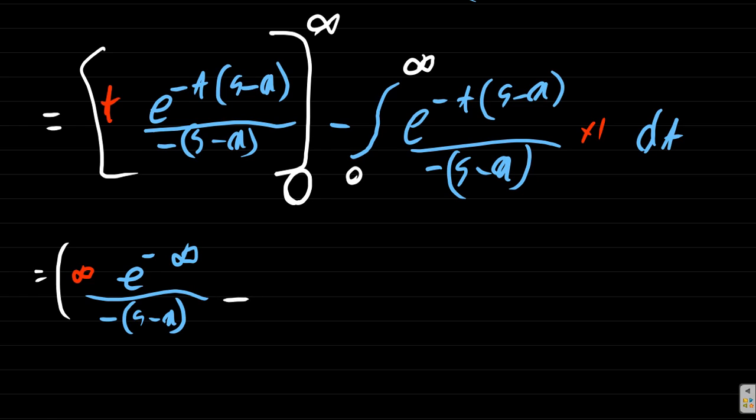Minus 0 now. t is 0. e to the negative t would be negative 0, but it's 0. 0 times (s minus a) is 0, whatever (s minus a) is. So it's e to the 0 over negative (s minus a).